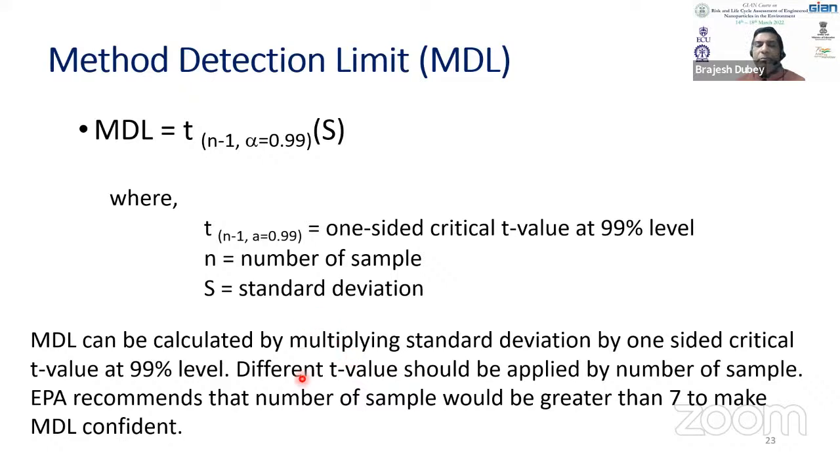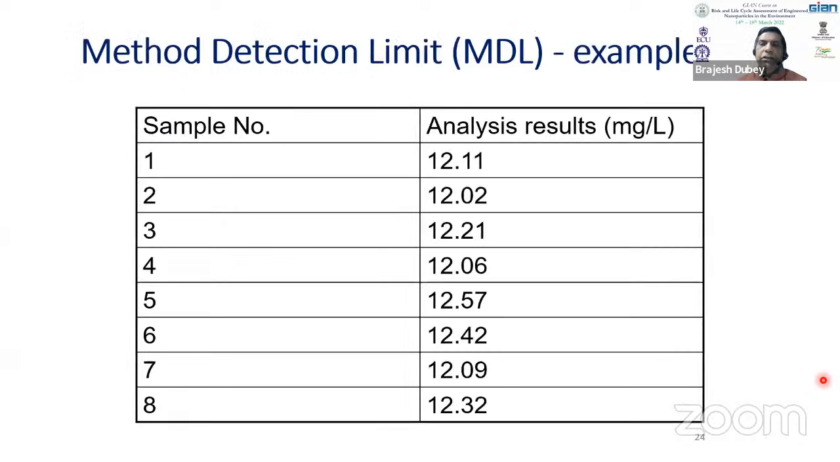EPA recommends a minimum of 7 samples. So you keep a minimum of 7 samples when you're going for a method detection limit calculation. What you do here is essentially take the same sample and analyze it seven or 8 different times. The minimum is 7, so here we'd say 8 times, and you get the values. This is the same sample, but since there will be variability in the machine, you will not always get the same value, although you will get similar values.